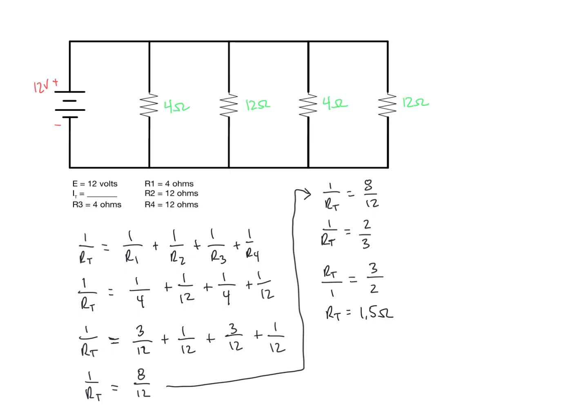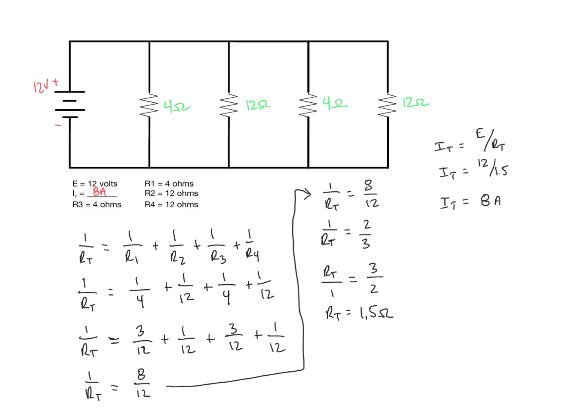1.5 ohms is what my total resistance is, which means now I can use my formula for current, right? So my current total is equal to voltage over resistance total. So I've got 12 and 1.5 here. So my current in this case is going to be 8, and that'd be 8 amps. So over here, right in here, 8 amps.